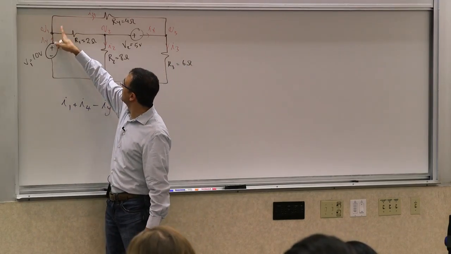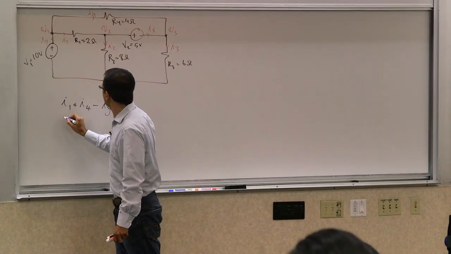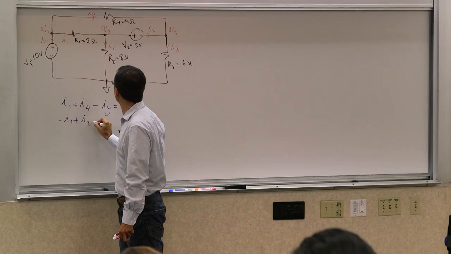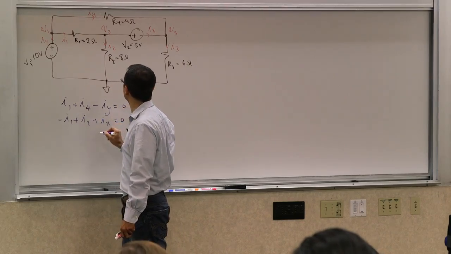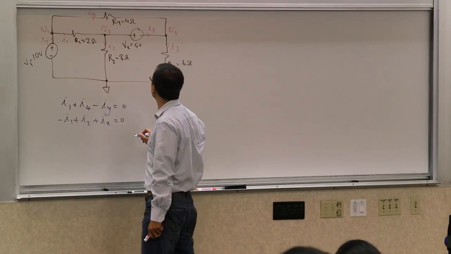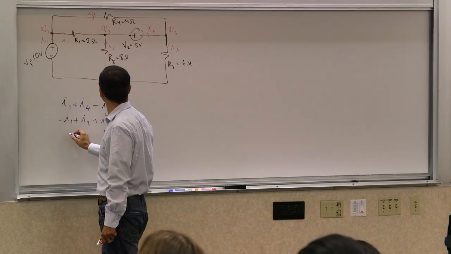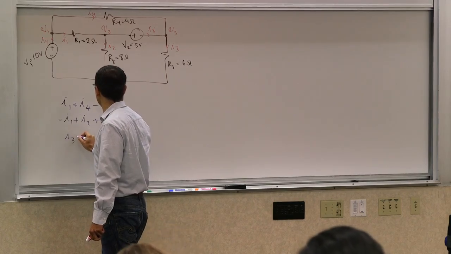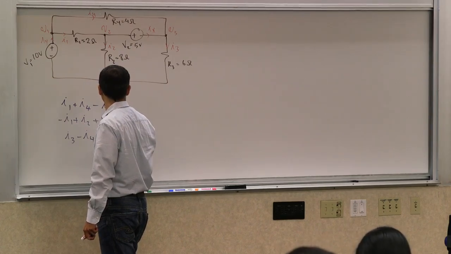I1, all the currents leaving the node, plus I4 minus IY. For node 2, I get negative I1 plus I2 plus IX equals 0. And for node 3, I get I3 minus I4 minus IX equals 0.